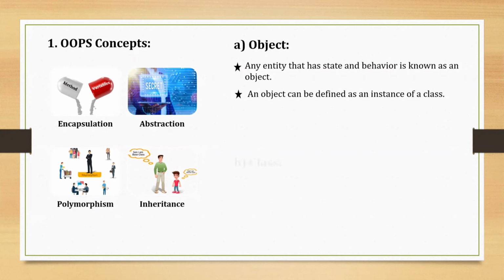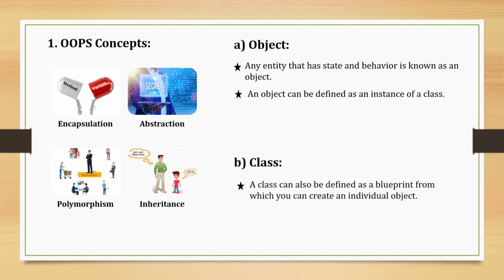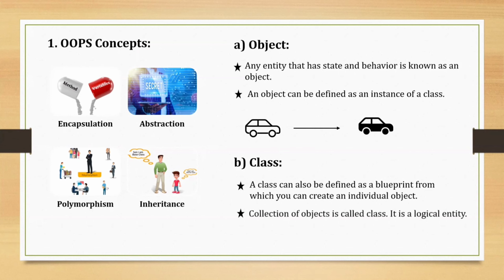So what is class? A class is defined as a blueprint, which means consider a class as a template from which we can create an object. So now you will understand the definition of object. Object is an instance of a class because class is like a template from which we can create individual object. Next point in class definition is collection of object is called class. It is a logical entity because it doesn't physically exist.